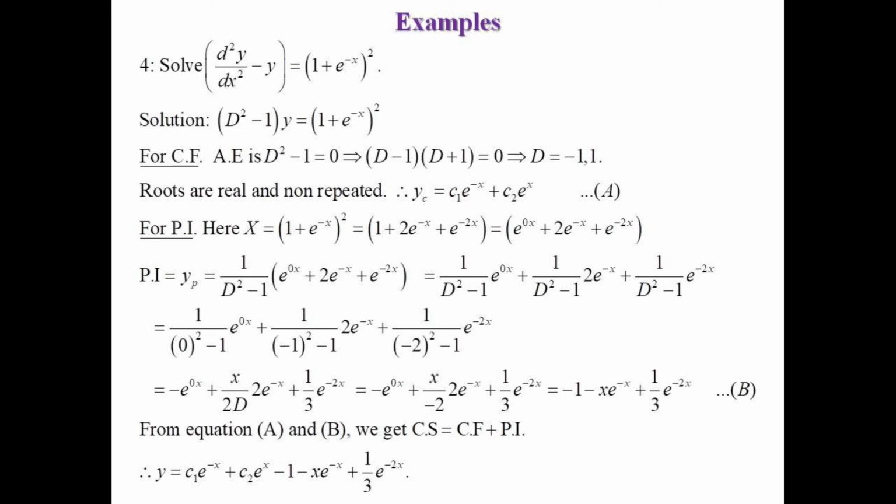So if we simplify the denominator of the first term, then we get its value as minus 1, so we take that minus 1 in the numerator. Plus, if we simplify the denominator of the second term, it becomes 0, because plus 1 and minus 1 is 0. Whenever we get 0 in the denominator, attach x on the numerator and take the derivative of the denominator. So the derivative of D square minus 1 is 2D.